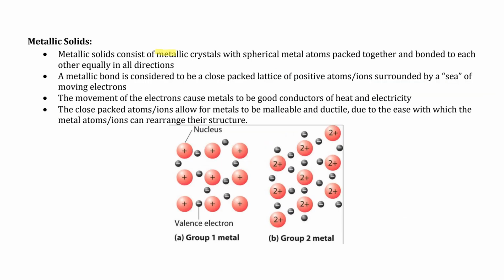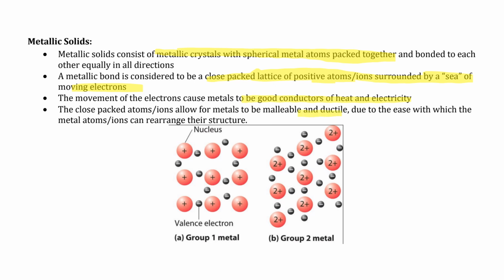Metallic solids consist of metallic crystals with spherical metal atoms packed together. A metallic bond is considered to be a close packed lattice of positive atoms, ions surrounded by a sea of moving electrons. The movement of the electrons causes metals to be conductors of heat and electricity.